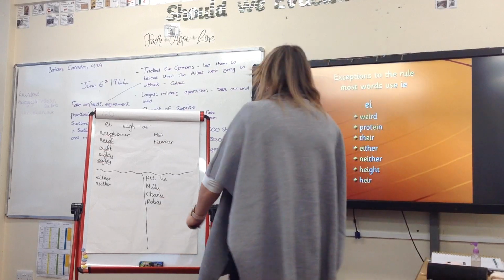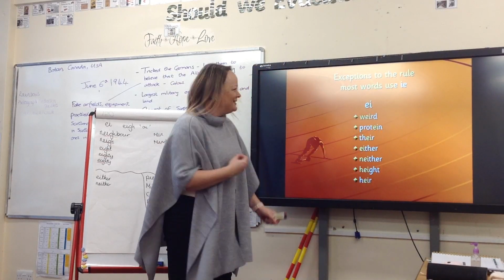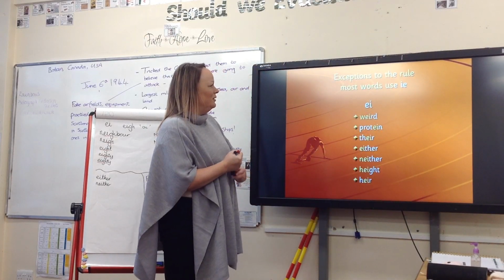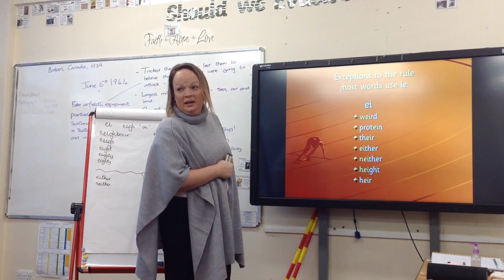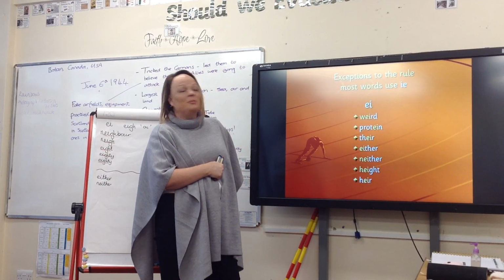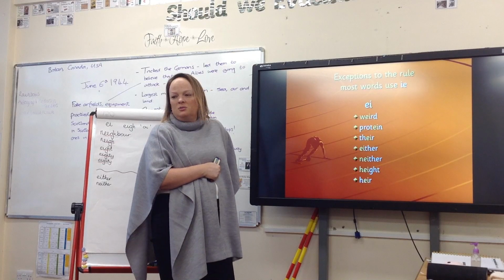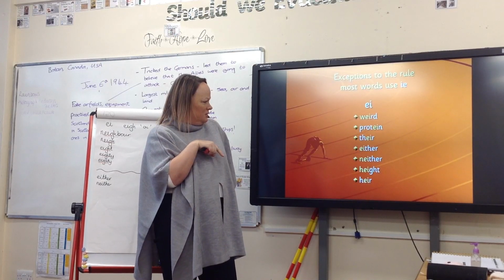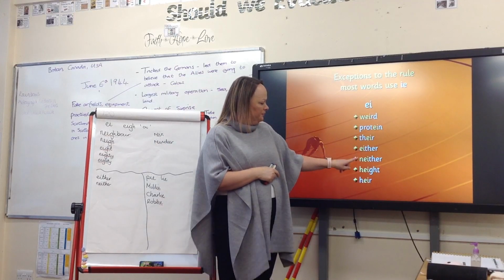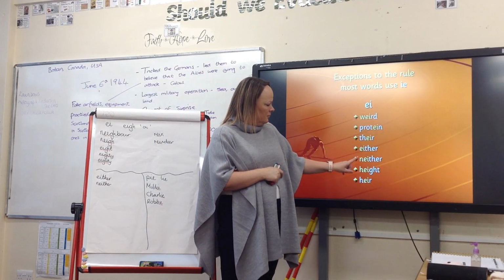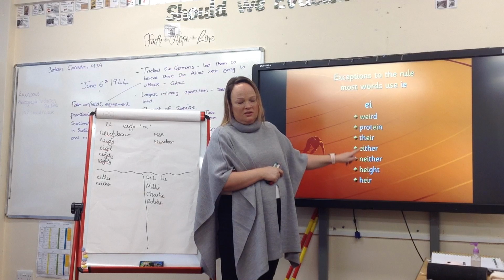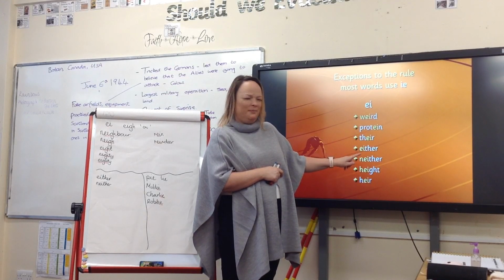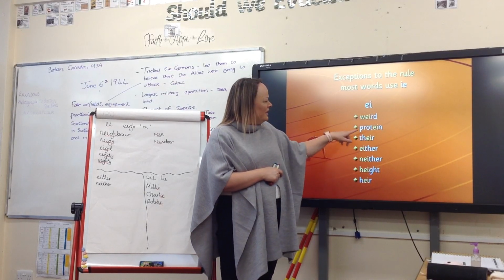Which is why it's worth learning some of these words. Exceptions to the rule, most words use IE. So for every rule we're learning, we're using some words that don't. So most use the most common E sound and EI and IE is IE, except these words. Well, we've talked about these, haven't we? Either and neither, either and neither. Protein.